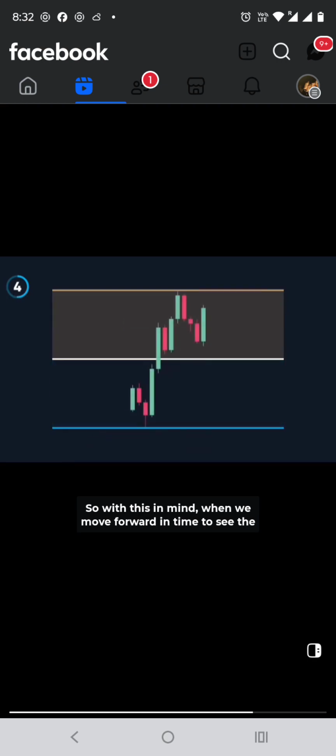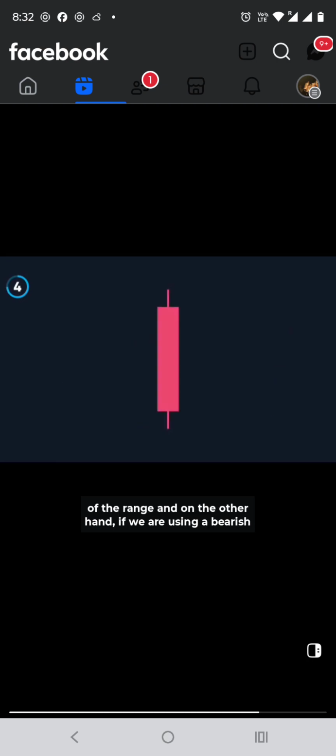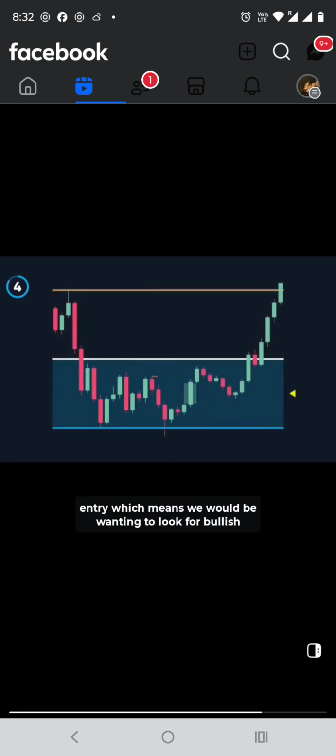So with this in mind, when we move forward in time to see the next 2 daily candles broken down on this time frame, this fair value gap is a great area to enter a short because it follows all of the criteria we are looking for in terms of market structure, whilst also being within the premium area of the range. And on the other hand, if we are using a bearish candle for our CRT range, we would be looking for a long entry, which means we would be wanting to look for bullish setups within the discount area, which is anywhere under the mid-level of the range. This will make sure you are getting the best risk to reward for your trades.